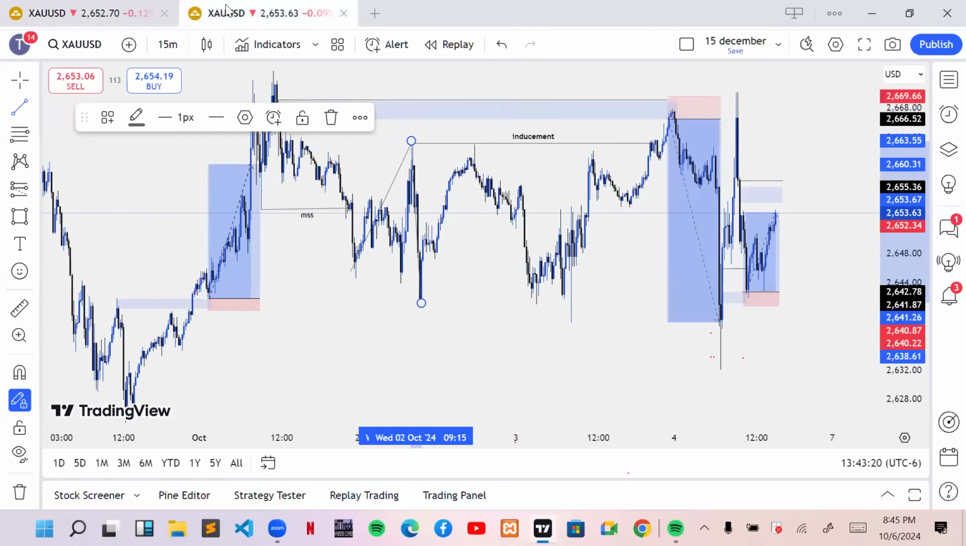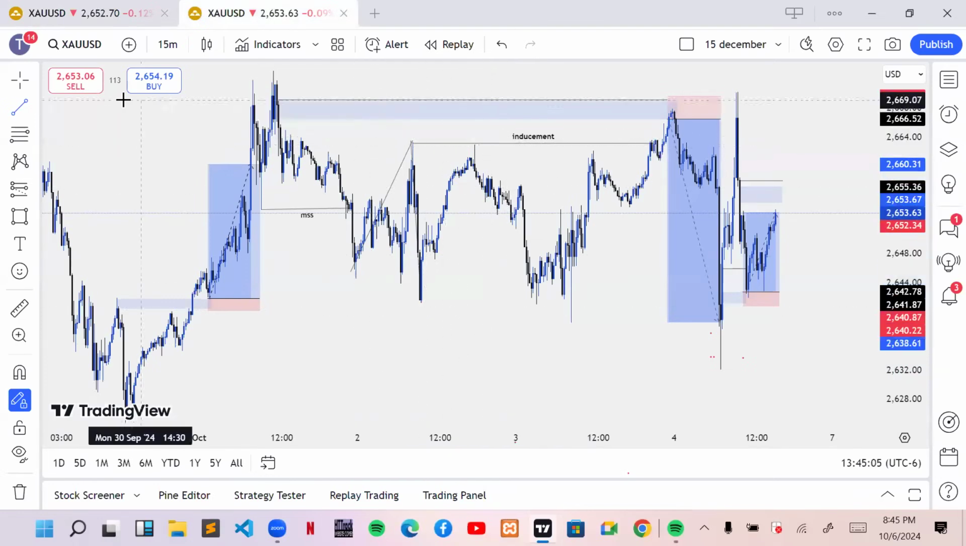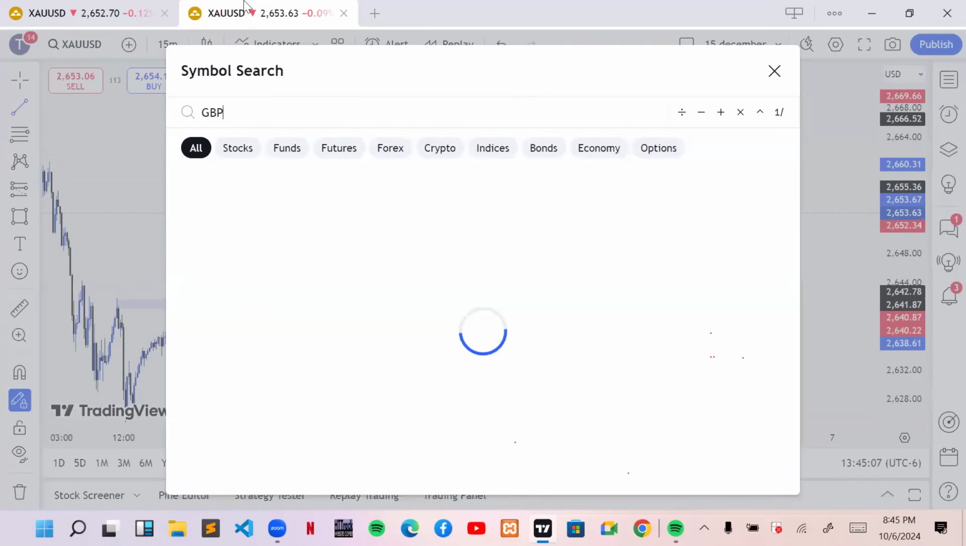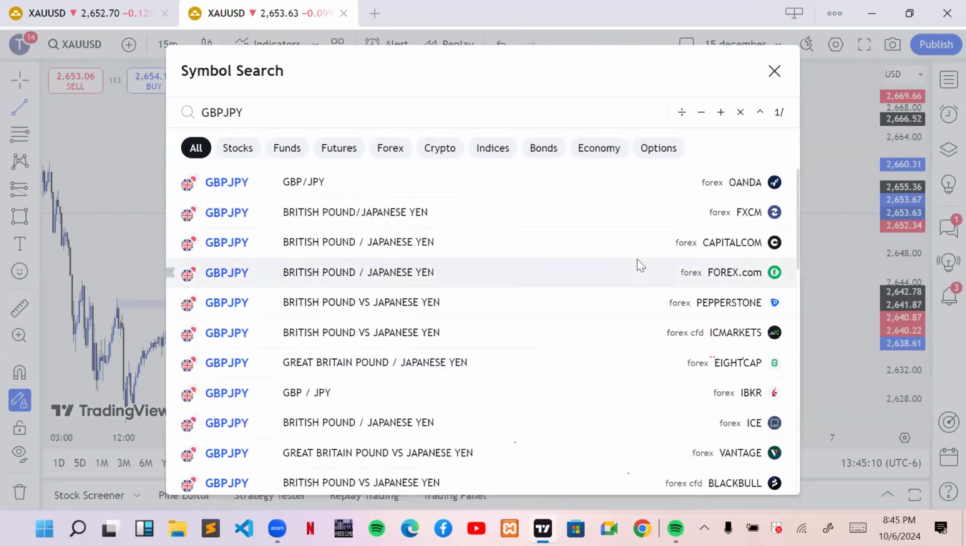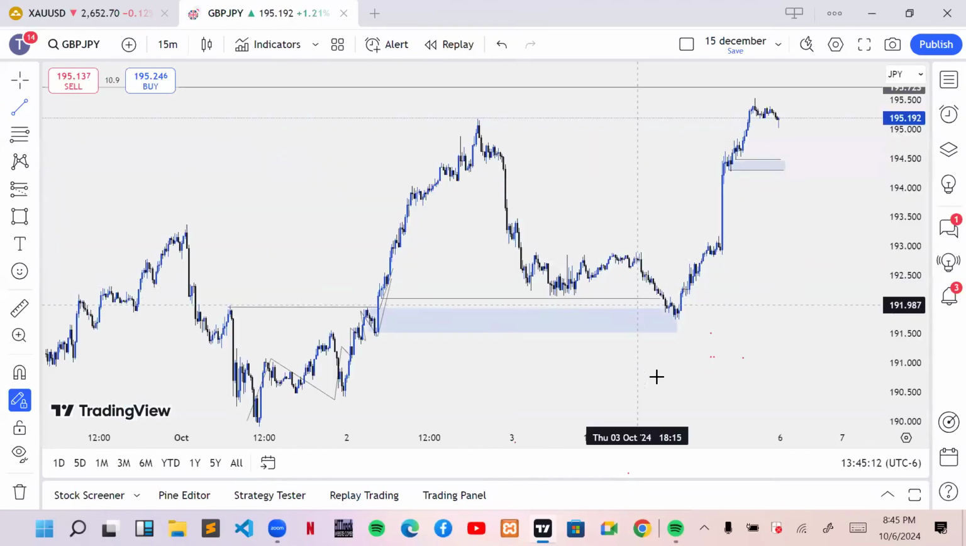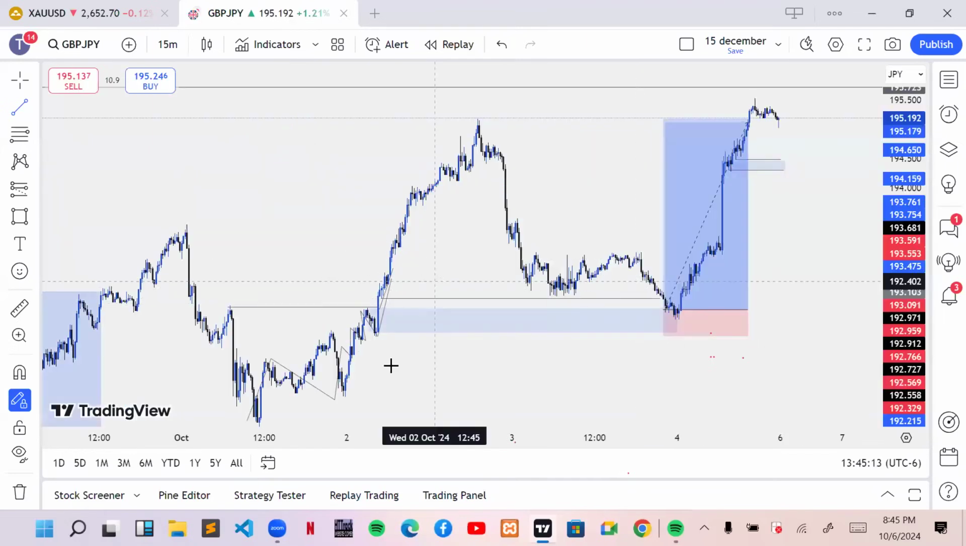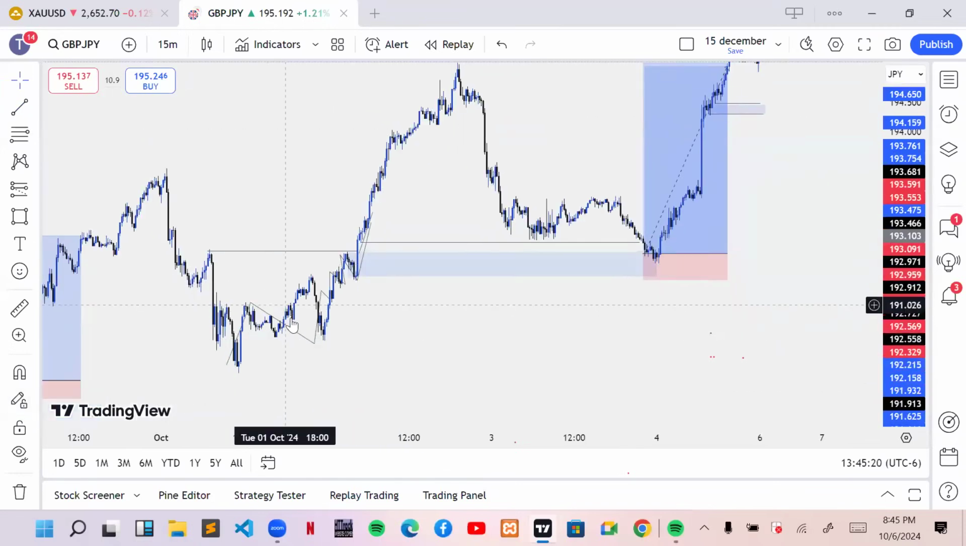So this is the one for the gold market structure shift. This is the first pullback right here. And then I will show the GBP JPY chart that I was on for a pullback in a break of structure. So this was a resistance zone in the market right here, and the market was making higher highs, higher lows.